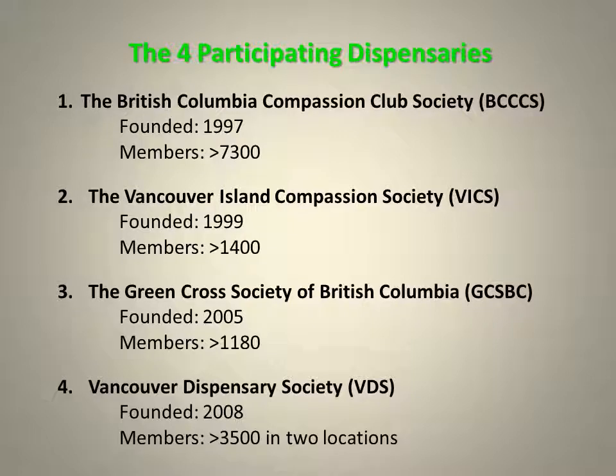Participating dispensaries are the British Columbia Compassion Club Society, Canada's oldest and largest dispensary that currently serves about 9,000 members, the Vancouver Island Compassion Society, which was founded in 1999 and serves over 2,000 patients, the Green Cross Society of British Columbia, which was founded in 2005 and serves 1,500 patients, and the Vancouver Dispensary Society, which was founded in 2008 and serves over 4,000 patients in 2 locations. While the first 3 dispensaries are located in Metro Vancouver, with a population of over 2 million, the Vancouver Island Compassion Society is located in the Greater Victoria area, with a population of about 200.